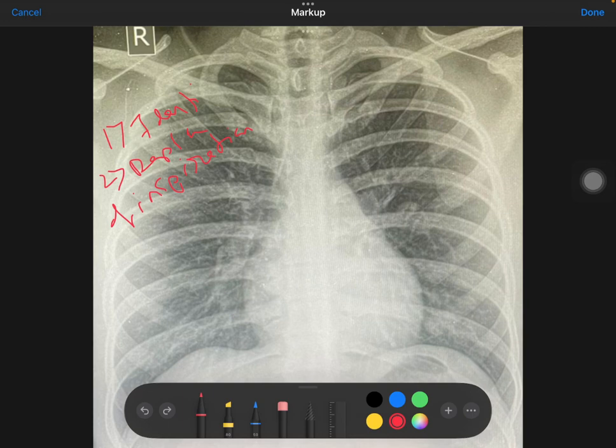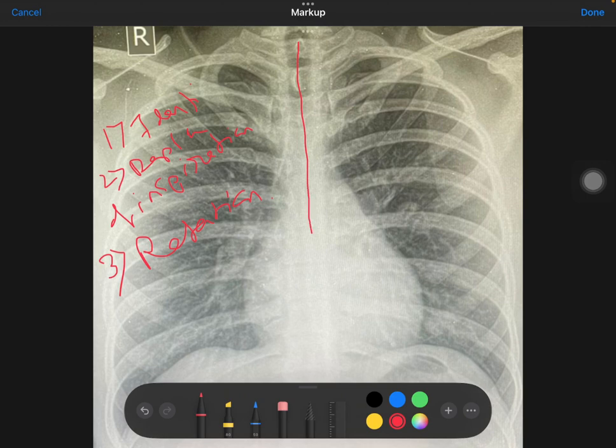Okay, then after completing the depth of inspiration, what we go forward for further is rotation. Rotation of the X-ray is very important. Now, how do we see the rotation? You see these white structures. These are the spinous process of the vertebral bodies. Now you have to draw a straight line from this. Okay, this is pretty straight.